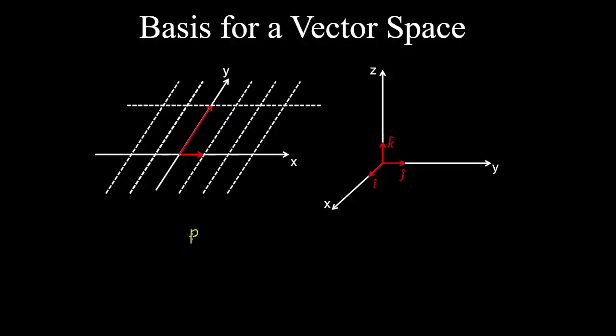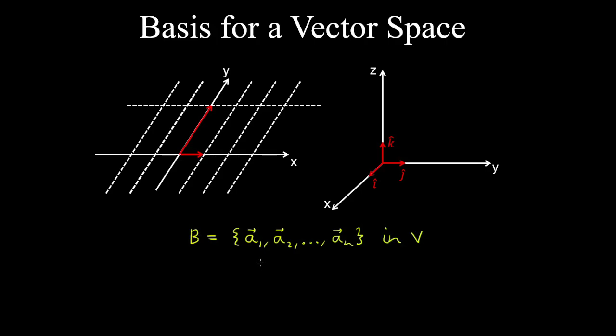Suppose we have a finite set of vectors B. So we have a1, a2, up to the vector an. And this finite set of vectors is in any vector space V.